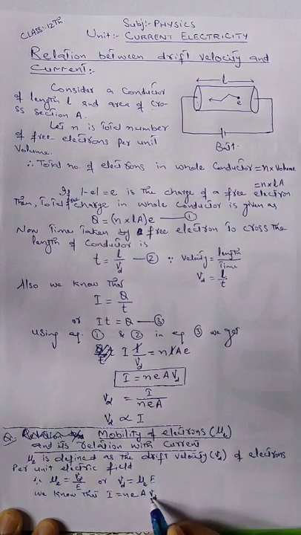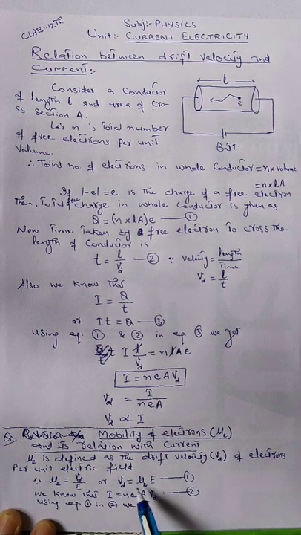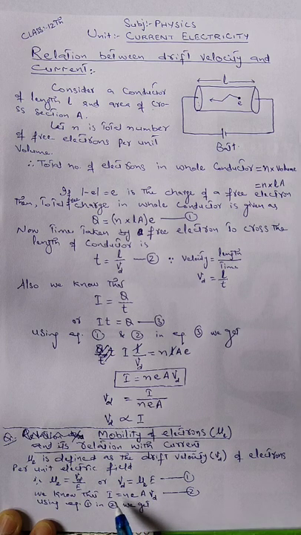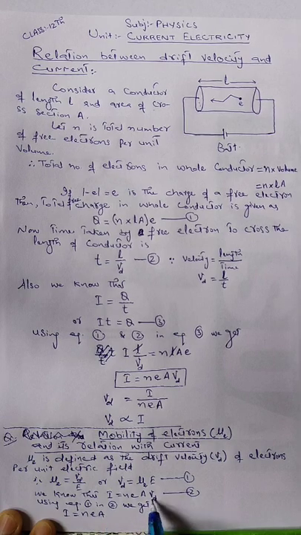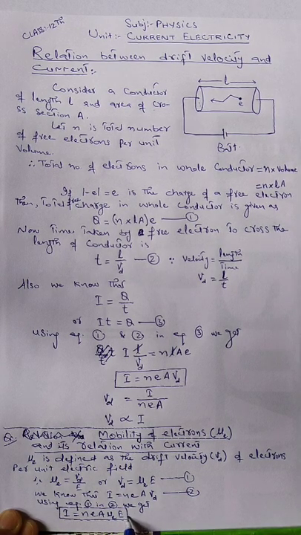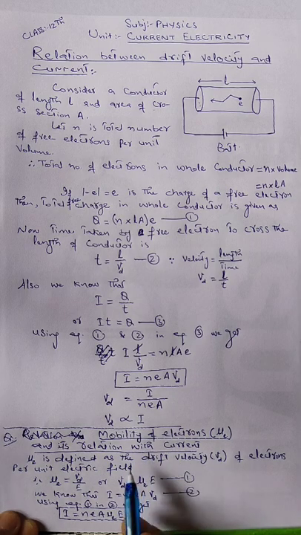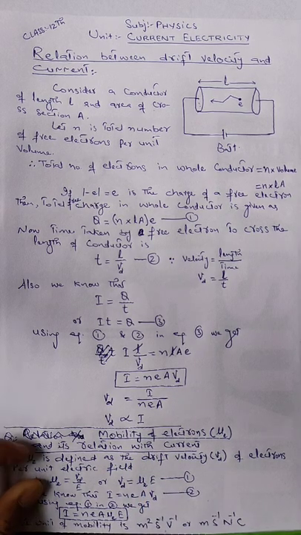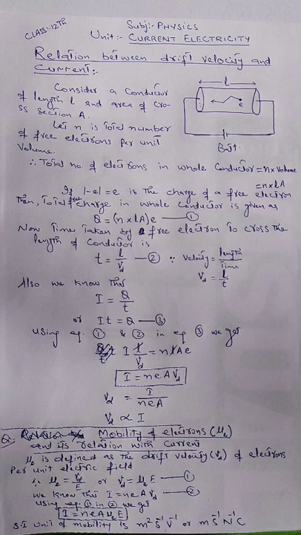You should memorize this relation, right? I use this relation in this equation. Using first and second, we get I is equal to NEA Vd. Here the Vd value is mu E, into electric field, right? So this is the relation between current and mobility of electrons, and the SI unit of mobility is meter square per second per volt.